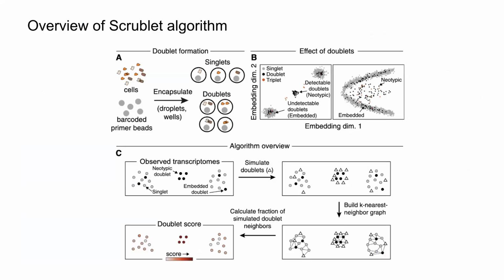So this is a little overview of the Scrublet algorithm. Panel A is showing what's happening when you're doing the single cell experiment. You have some cells, I think the little gray thing is the little cell. So you have the bubble with only one cell, that's what you want. This is the bubble with two or maybe even three or more cells.